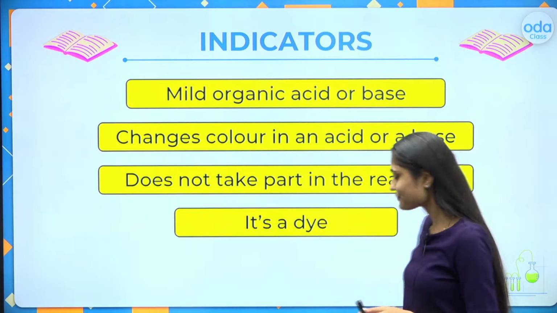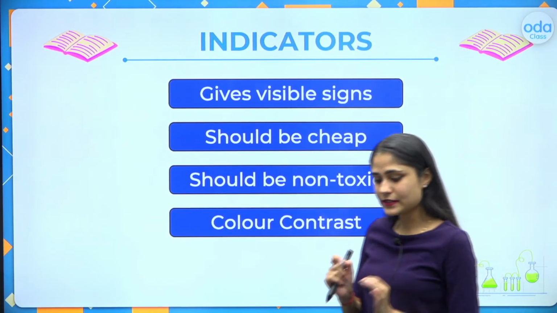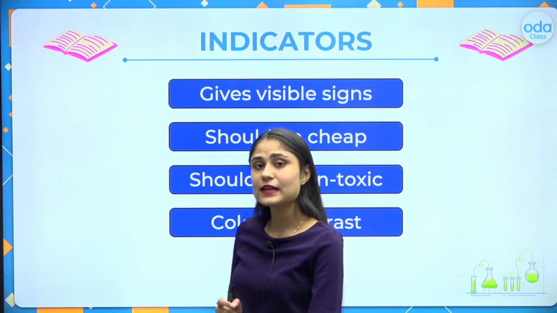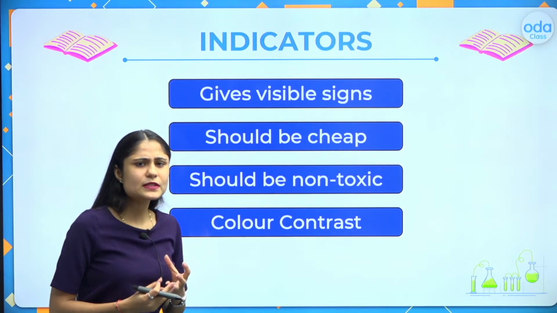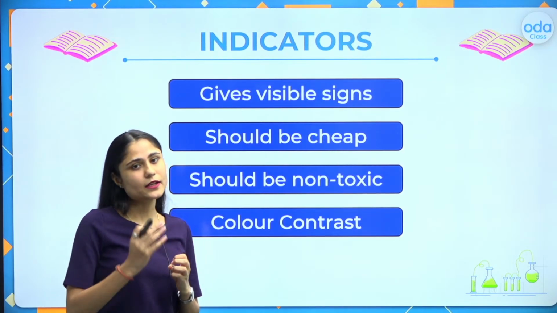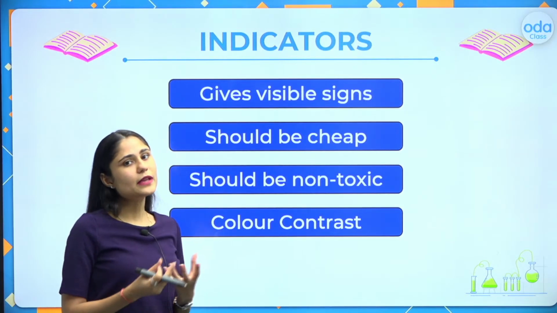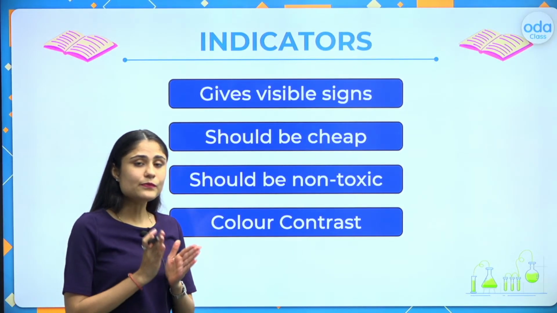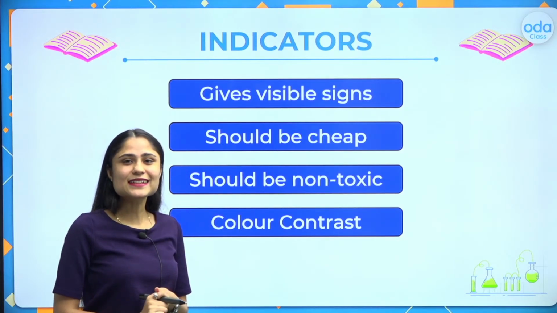So here we go. Now my dear students, first of all, the very first criterion that we have here is that it gives a visible sign. It gives us some very obvious sign of changing when we add it to some chemical compounds. There has to be some visible or very obvious sign. That is why it is named an indicator.